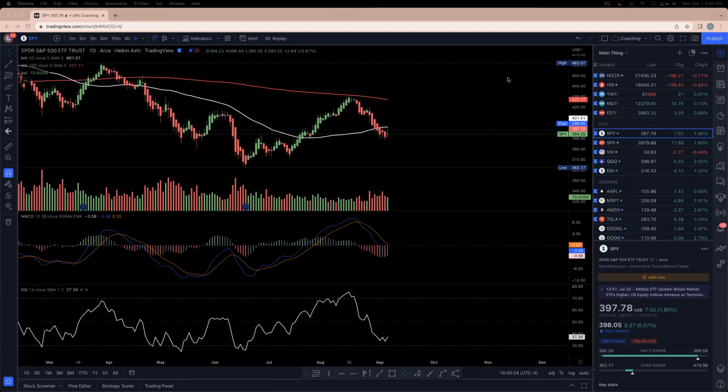I predominantly am a day trader. I do get into swing trading occasionally. But tonight I want to definitely go over the Fibonacci. I really want to focus on that because that's something I use every single day. So let's go ahead and get into it.